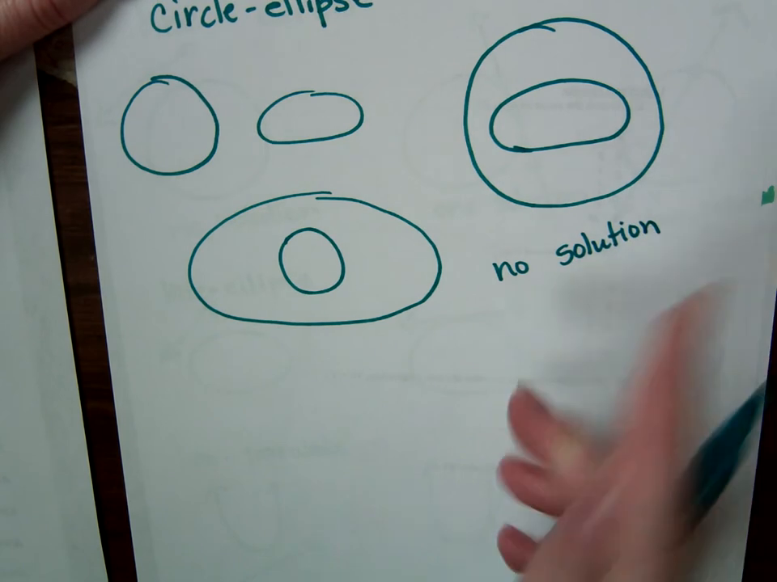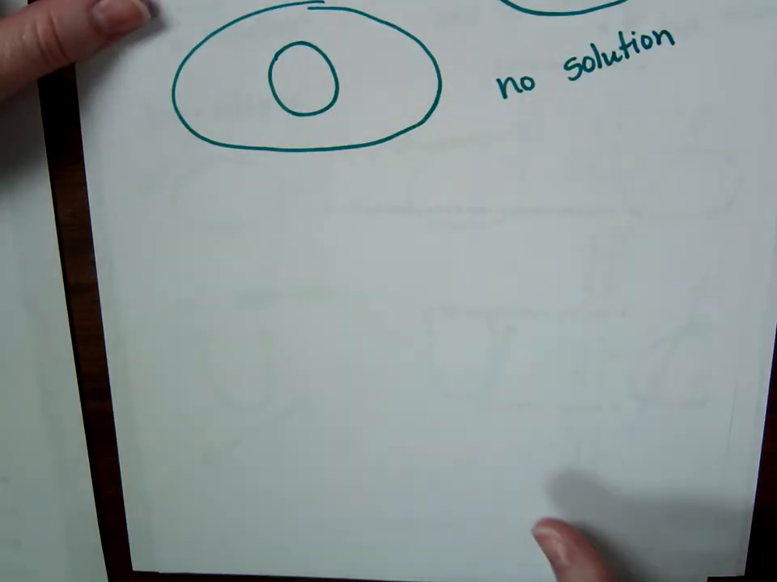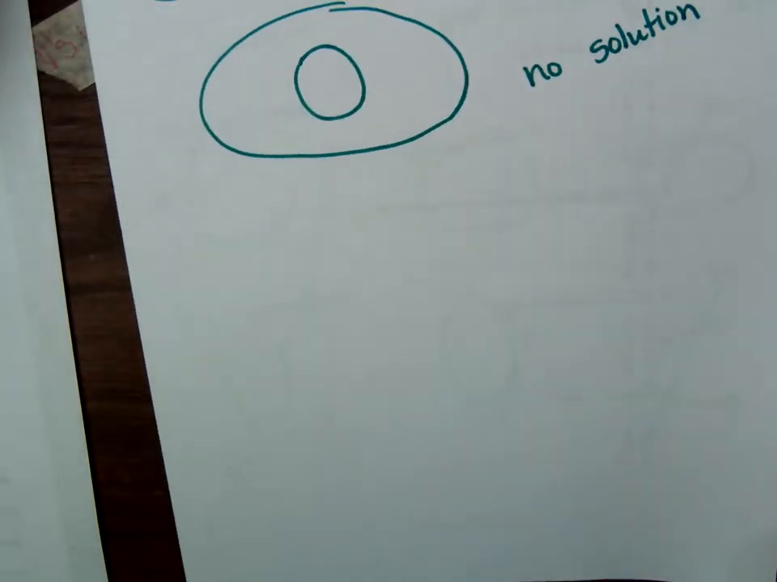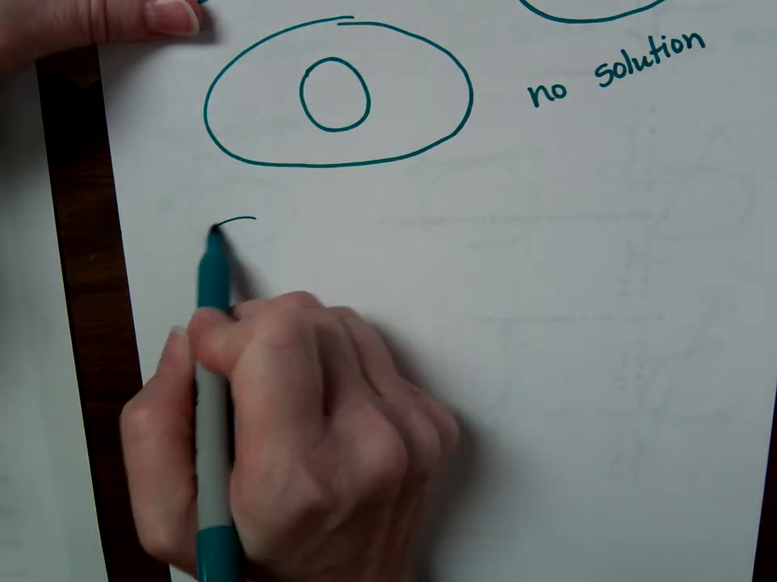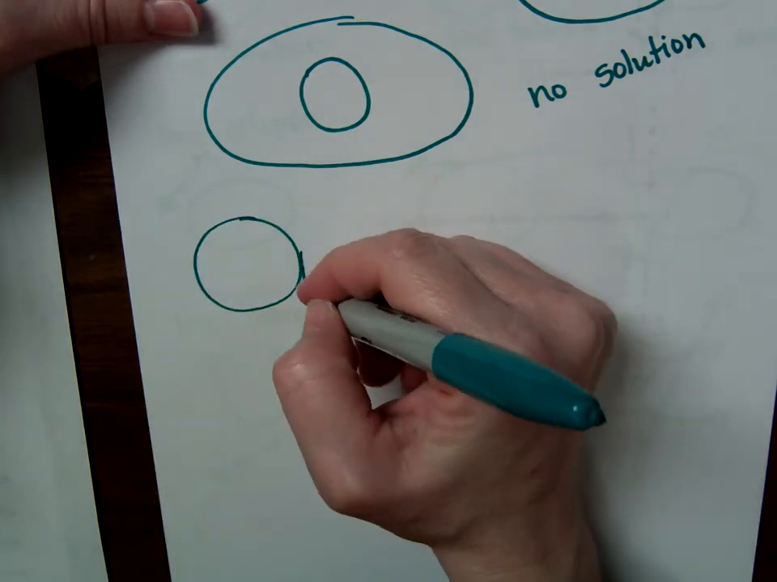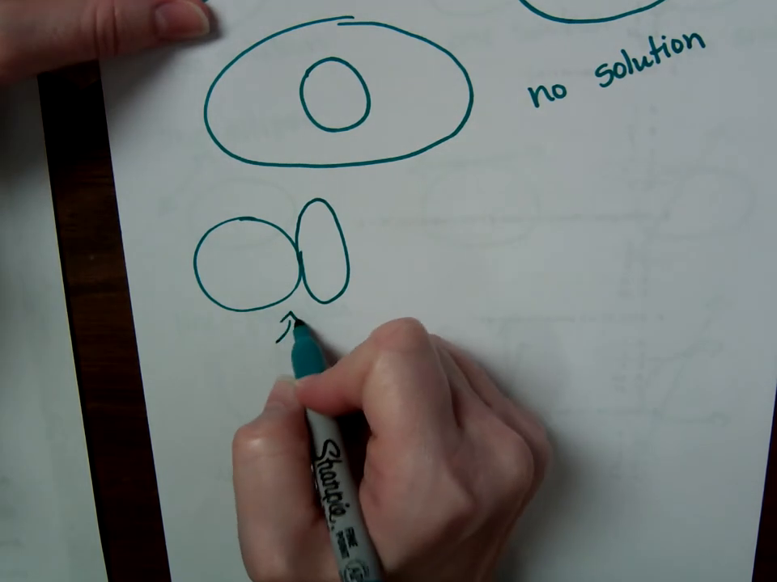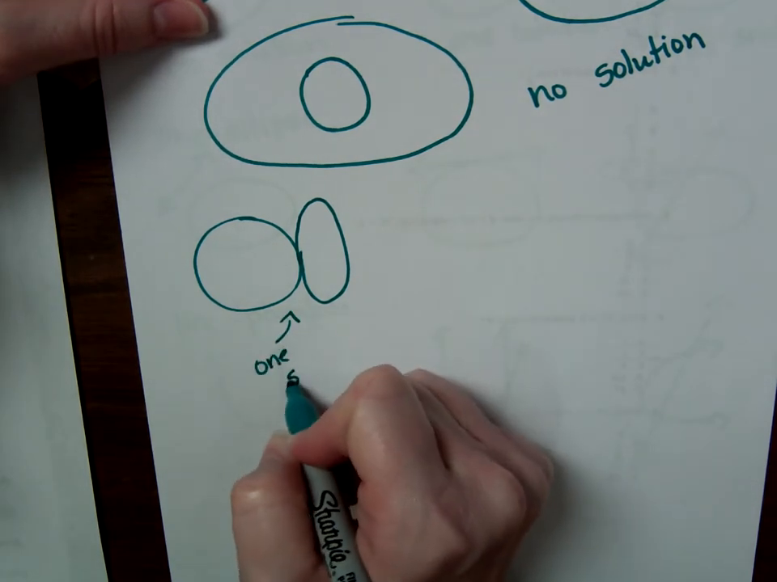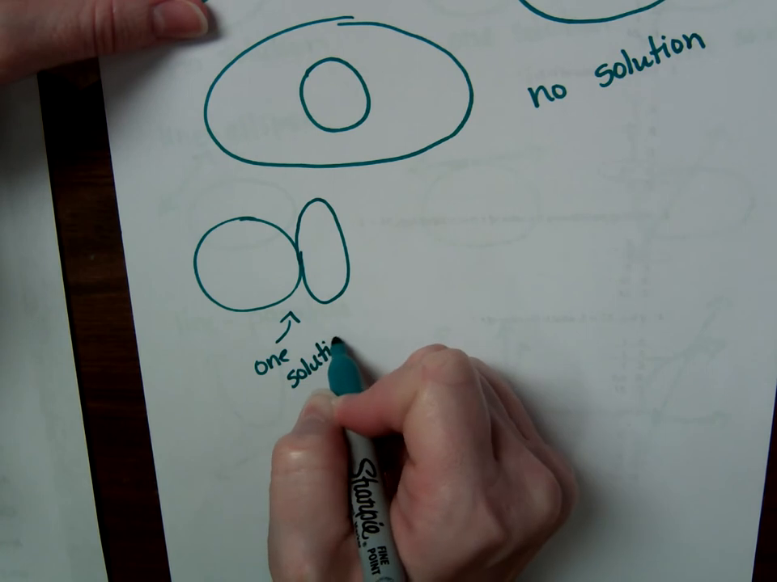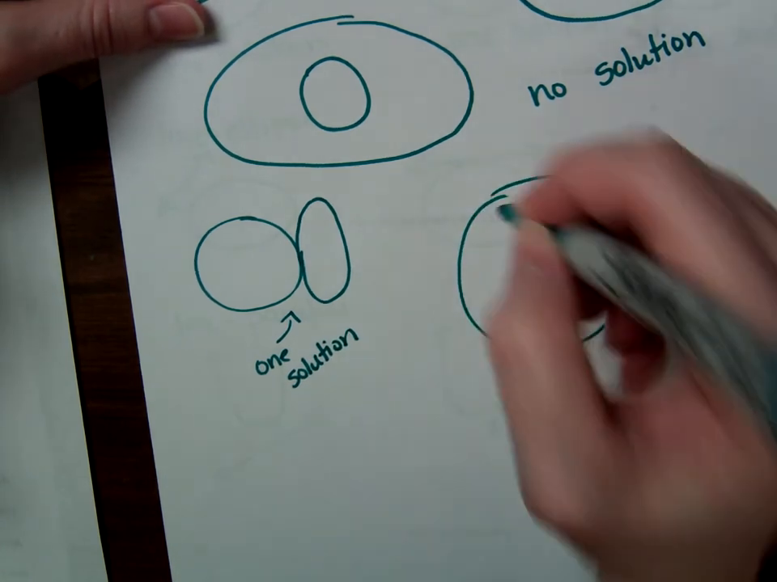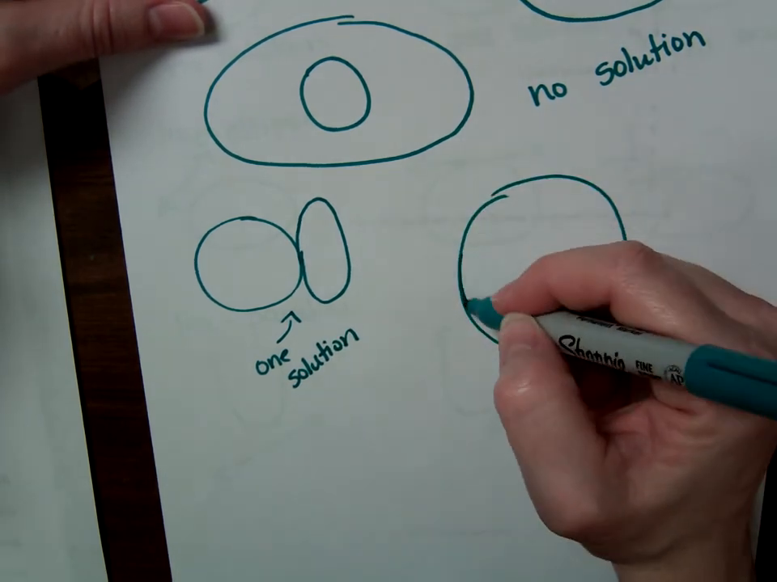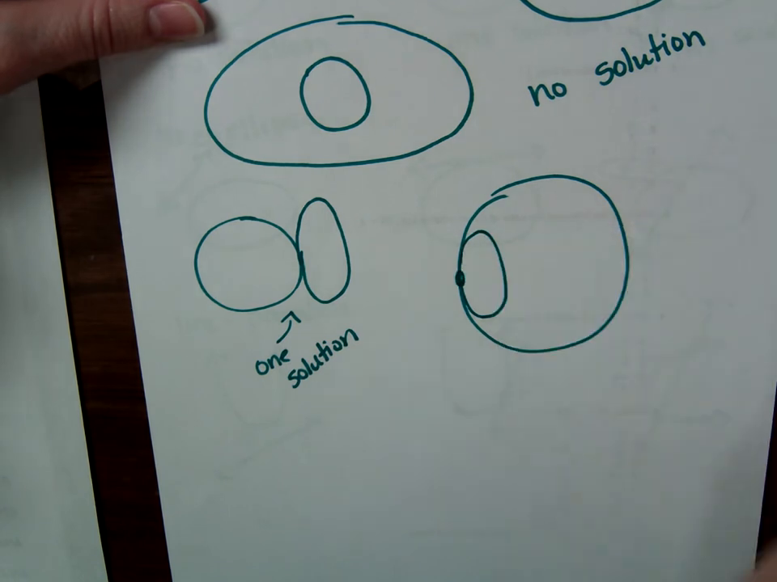Can they have one solution? Yeah, they could be tangent to each other. You could have your circle, and then you could have like an ellipse right here, just barely touching it. That's not the only one solution. You could have a circle and then an ellipse on the inside that just touches it right there.